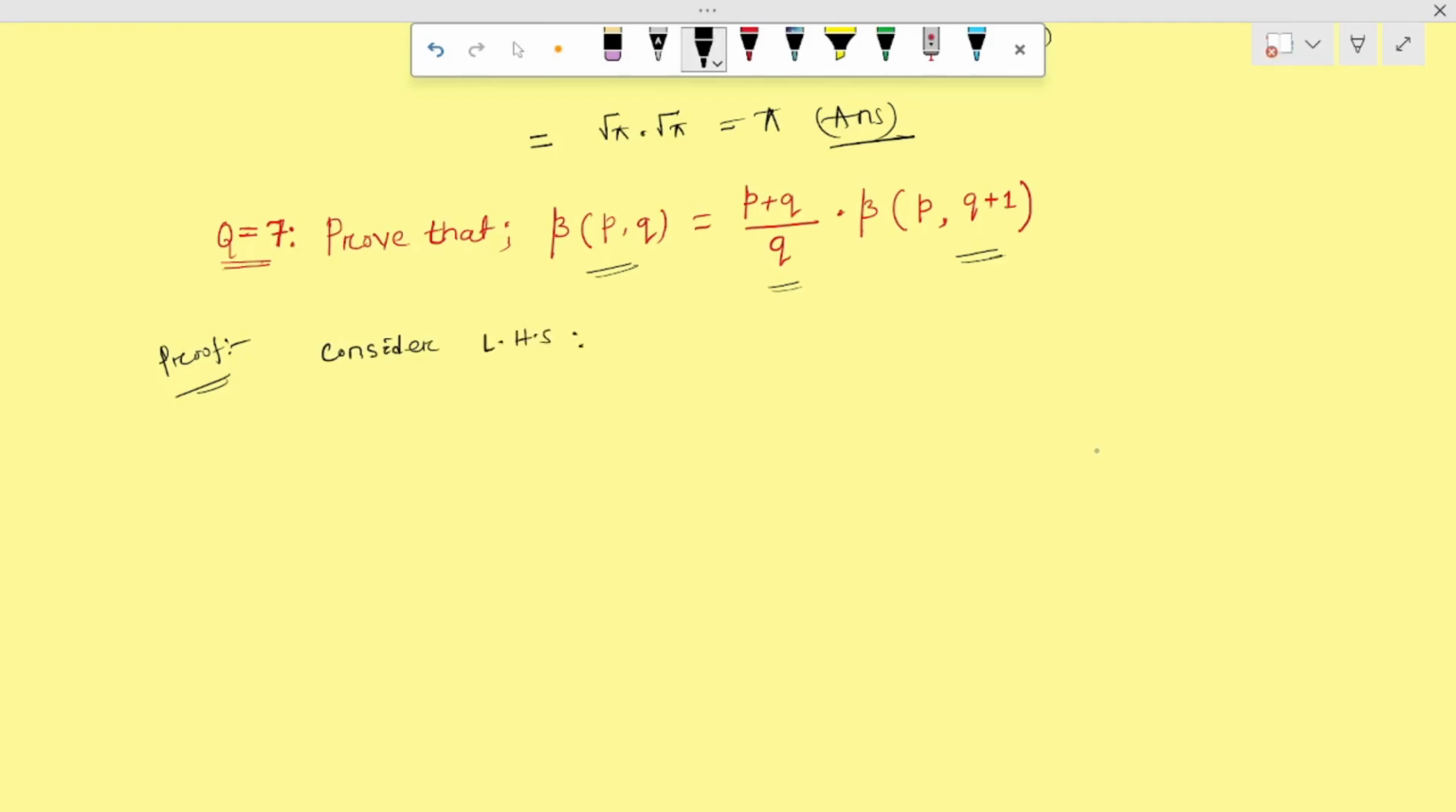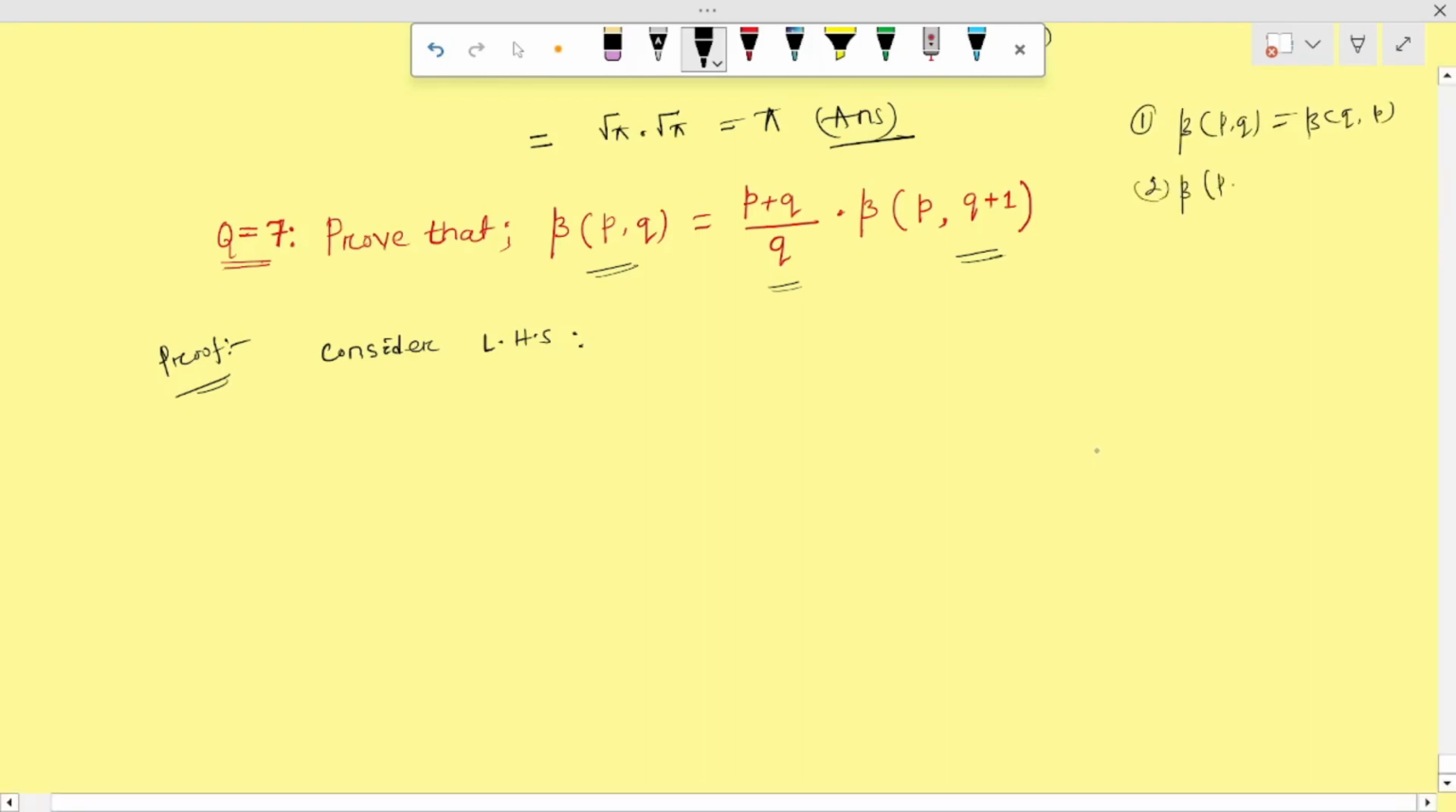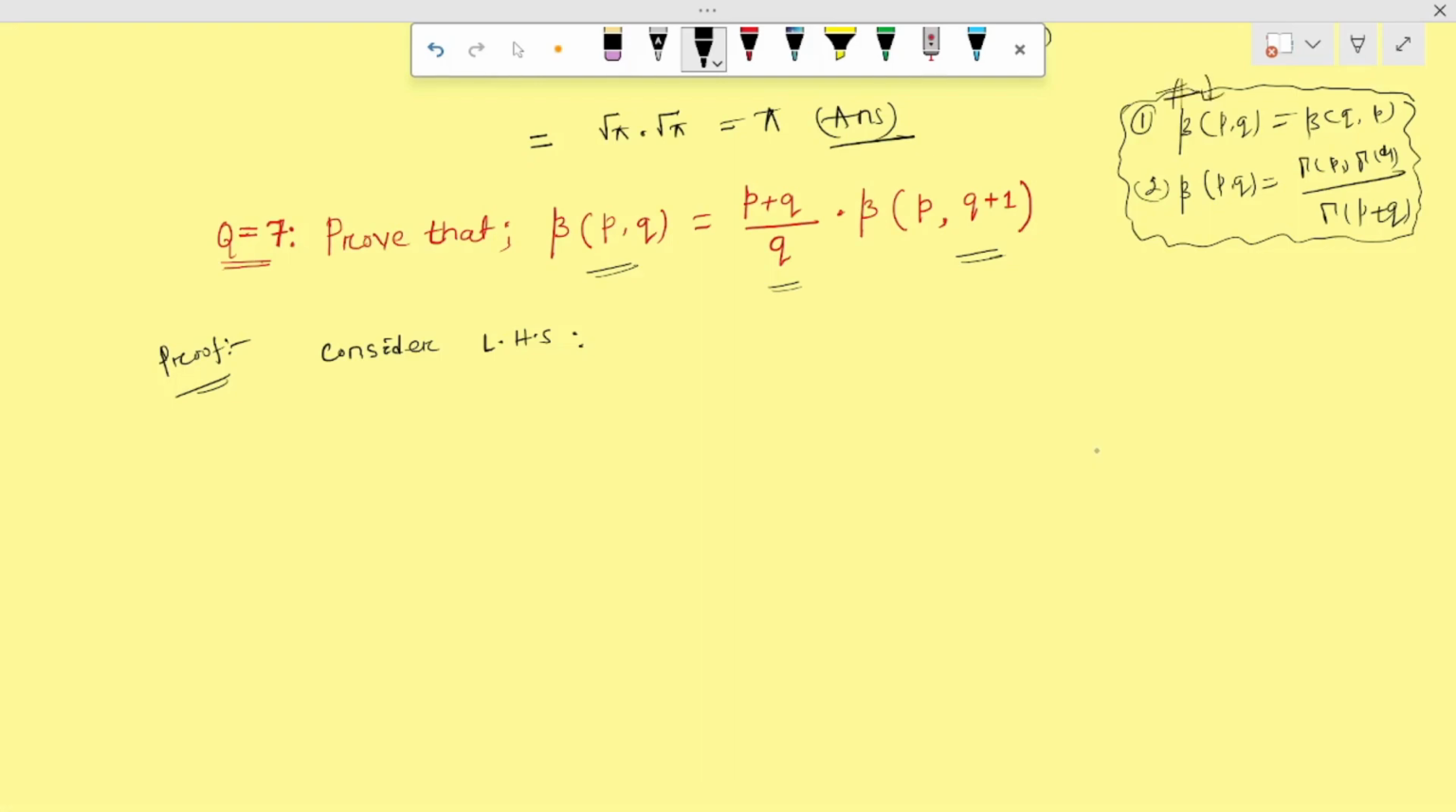Just before, I told you that this question is going to be solved by using properties of the beta function. We studied two properties of the beta function. One is the symmetry property, that is beta(p,q) equals beta(q,p), and the second property is the relation between beta and gamma, that is beta(p,q) equals gamma(p) gamma(q) by gamma(p+q). In this class, the questions we are going to discuss will be solved by using these two properties dominantly.